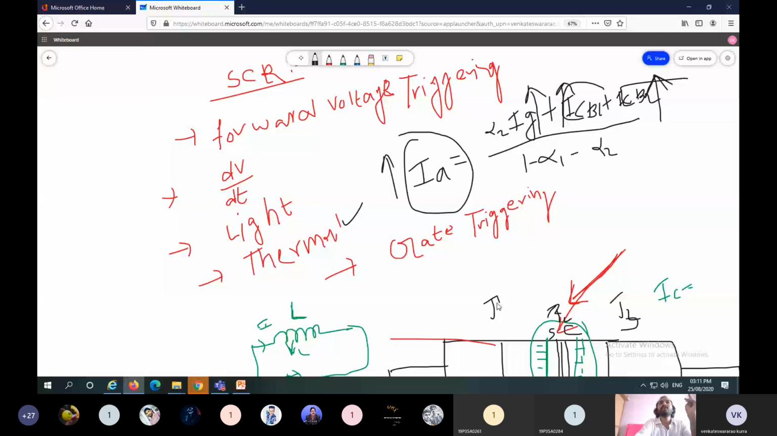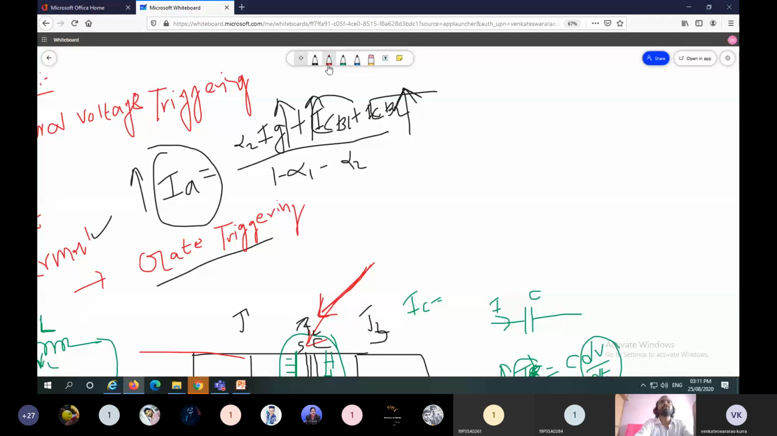Next, coming to the gate triggering method. Gate triggering methods are again of two types. One is the pulse triggering method, and the next one is the continuous triggering method. In the pulse triggering method, we apply a pulse up to the turn on of the SCR. If it takes a certain time to turn on the device, the width of the pulse is like this, and up to that point the pulse is present. Once the device gets turned on, if you remove the gate pulse, it will still be in the conduction state.